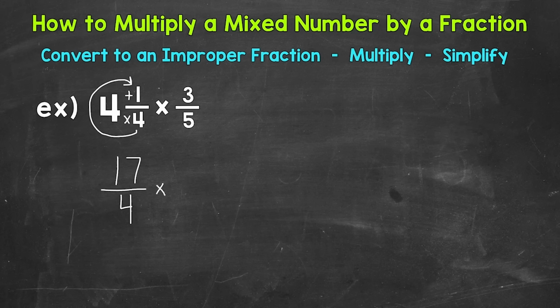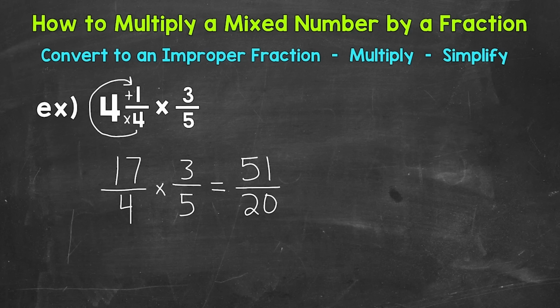Bring down our multiplication sign, and then our fraction. At this point, we are ready to multiply, and we multiply straight across when we multiply fractions. So the numerator times numerator, and then denominator times denominator. Let's start with the numerators, the top numbers. So 17 times 3, that gives us 51. Our denominators, the bottom numbers, we have 4 times 5, which gives us 20. So we get to 51/20, and that's our final answer as an improper fraction.